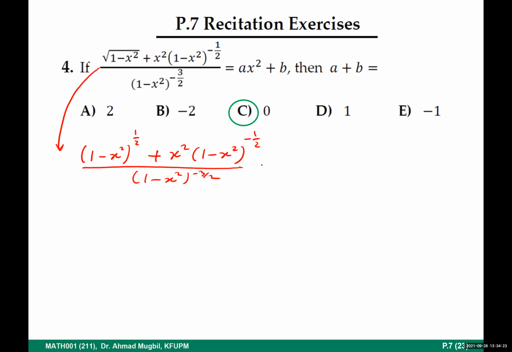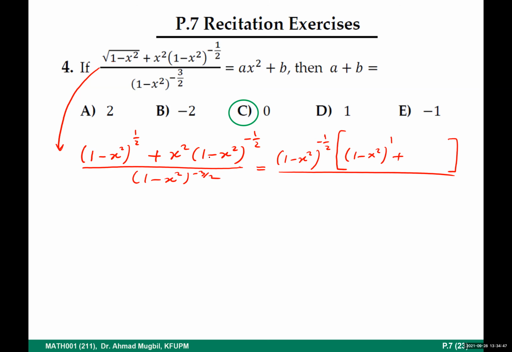Okay, so this is equal to what? Now what we will do, we will take a common factor. What is the common factor in the numerator? 1 minus x squared to the power half or negative half? Negative half. Now we will open big brackets. Now divide the first term by the common factor. What will you get? 1 minus x squared to the power 1.